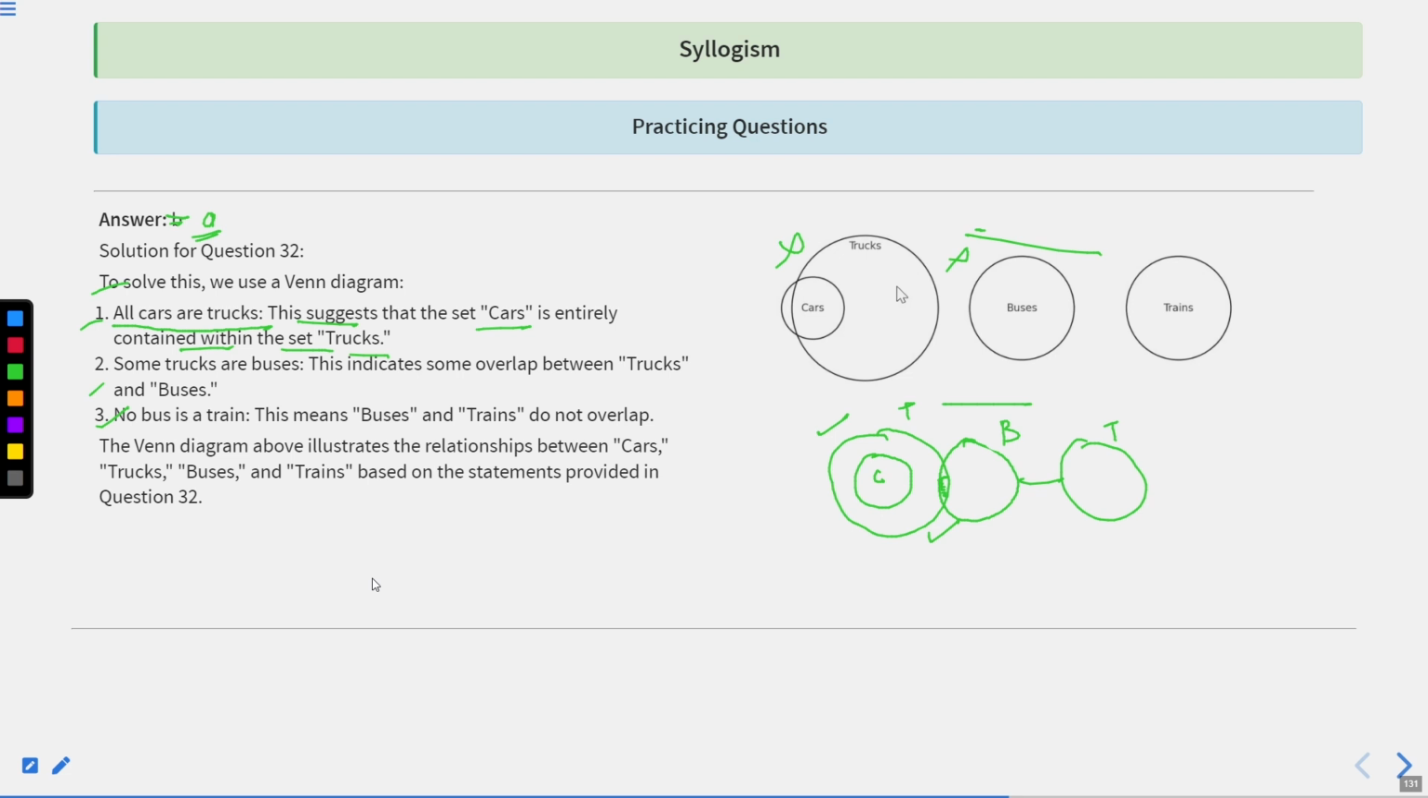We can infer that all cars are trucks, and if it had been mentioned that all trucks are buses, then we could have taken into consideration that all cars or some of the cars are buses. But we cannot take into consideration that some of the cars are not buses, because there is no such relation that has been provided. Okay, so based on the statement, only conclusion one follows. The correct answer for this question will be answer A.